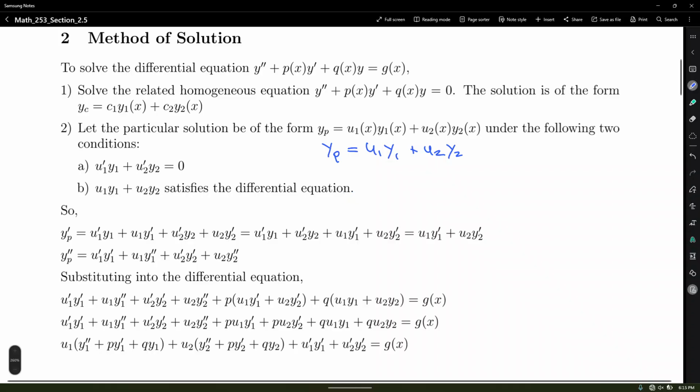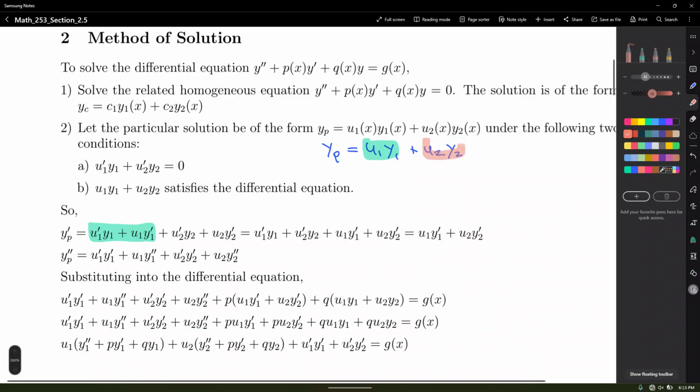So let's find the first derivative of this. We need one product rule here and another product rule there. The derivative of the first product will be u1 prime times y1 plus y1 prime times u1, which is these two terms. Let me highlight the result of this product as I go. And then the derivative of this second product will be u2 prime y2 plus y2 prime times u2, with a different color. Let me highlight that.